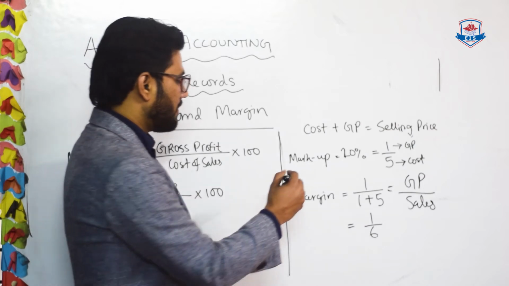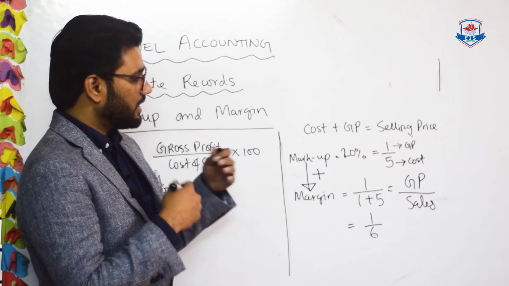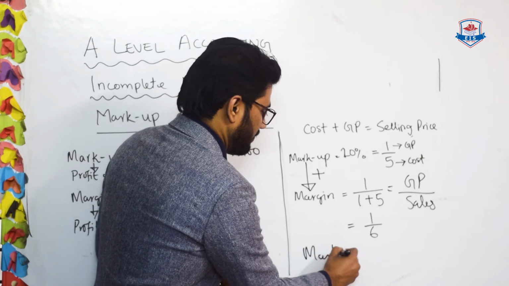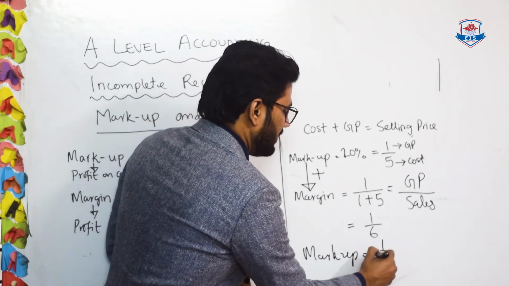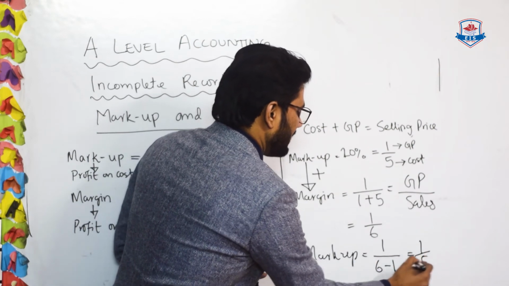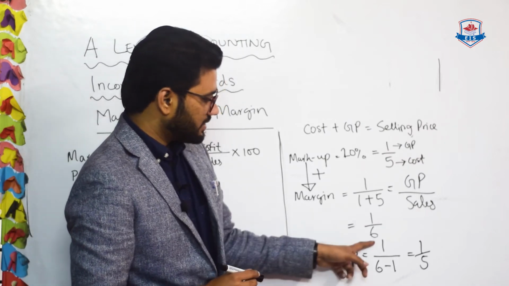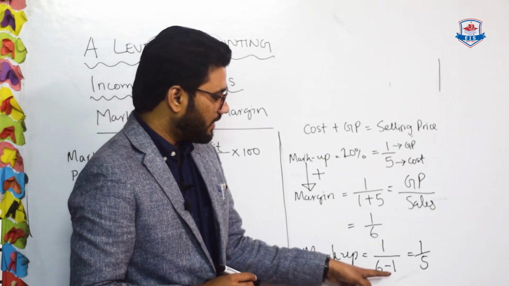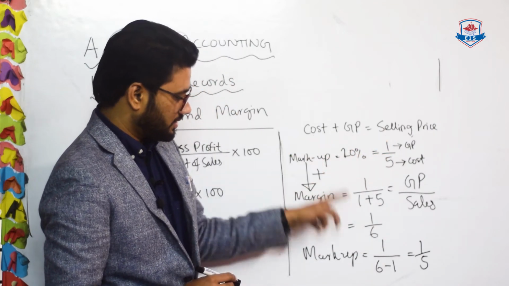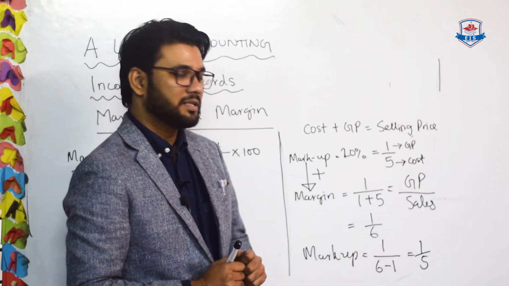As you can see, from markup to margin, we are adding. Now, if we go the other way around, from margin to markup, this will be something like this. So markup would be 1 by 6 minus 1, therefore 1 by 5. Now, why are we deducting this? That's the question. Simple. Because markup is gross profit by cost. And if we want to find out the cost, it is selling price minus the gross profit, which gives us the cost. So 6 minus 1, 5. So this 5 represents cost and this 1 represents gross profit.